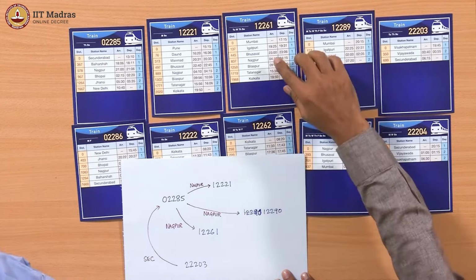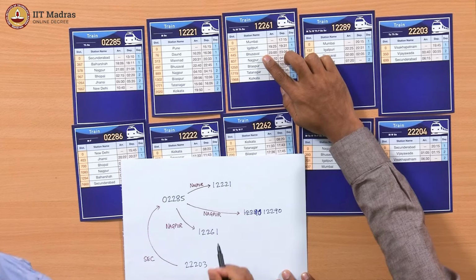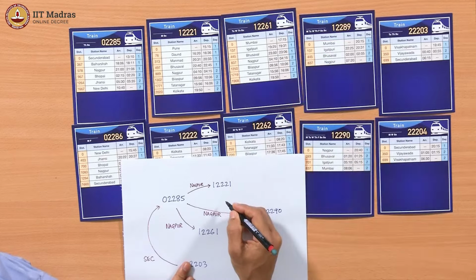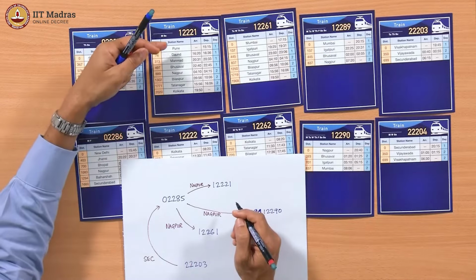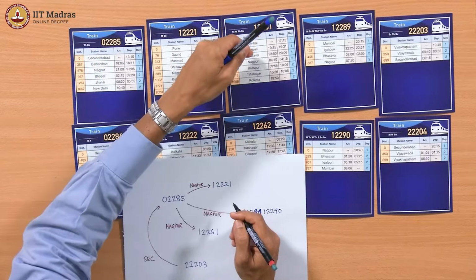You know Bhusawal also? Bhusawal, Nagpur. So we could actually put more than one station on that edge if we want. Is that okay? Yeah, I guess so. So now it can go both ways, right? In fact, you can come from Pune to Bhusawal and switch over. You can come from Mumbai to Bhusawal and switch over.